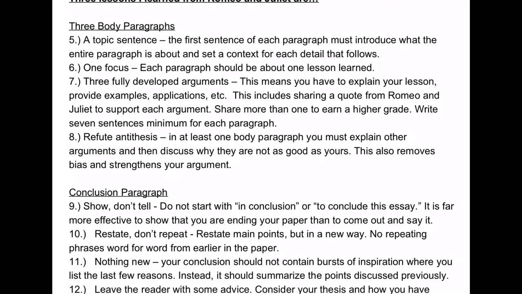3 fully developed arguments. This means you have to explain your lesson, provide examples, applications, etc. This includes sharing a quote from Romeo and Juliet to support each argument. Share more than 1 to earn a higher grade. Write 7 sentences minimum for each paragraph.